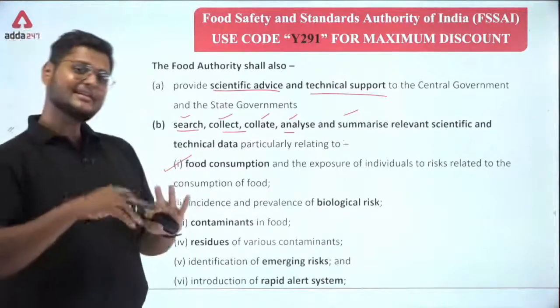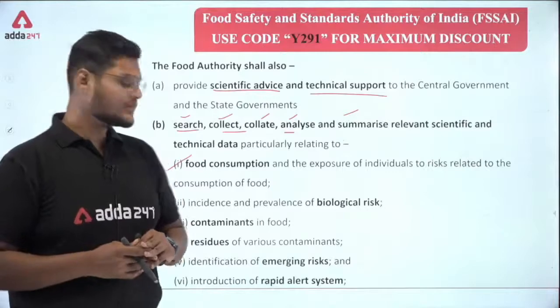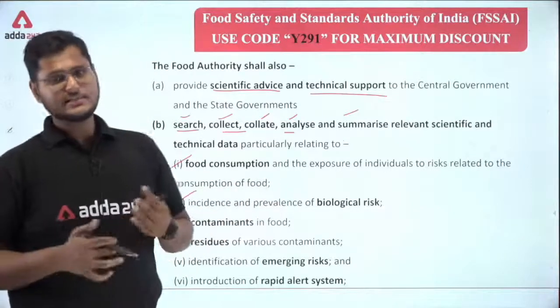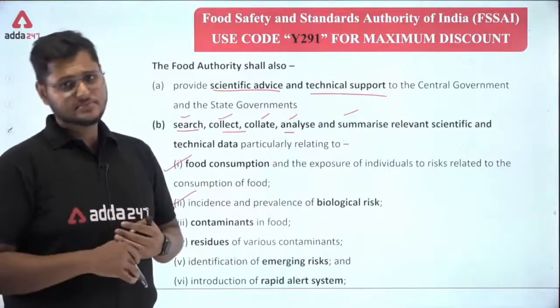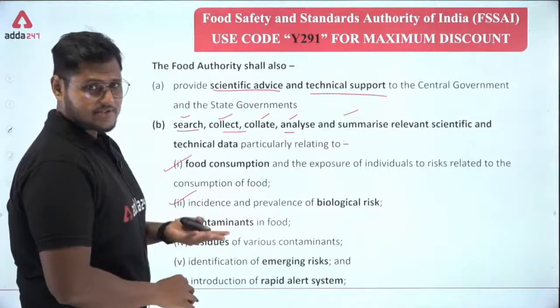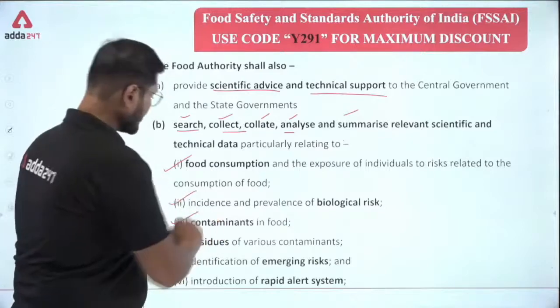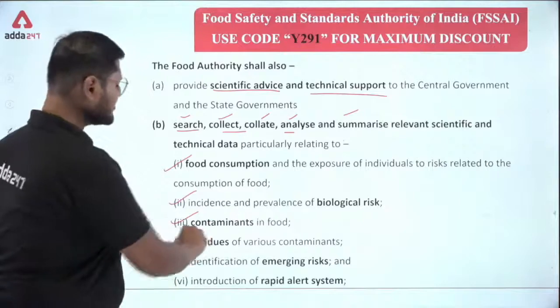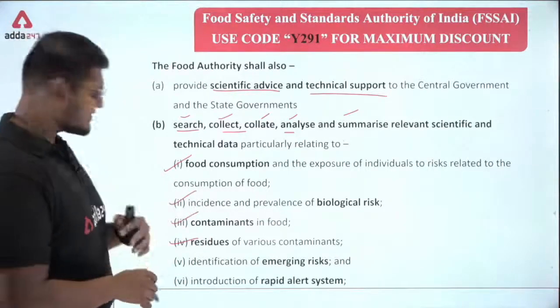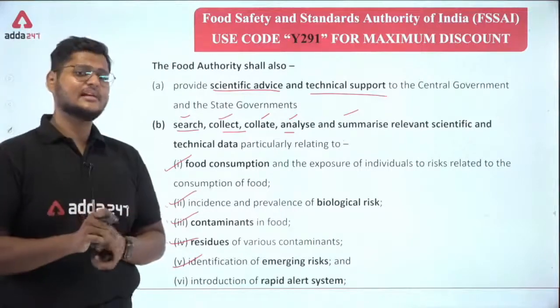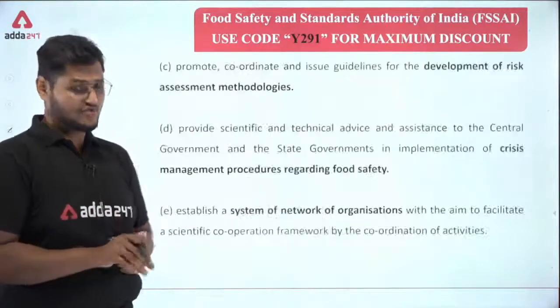Okay, and is there any risk associated with the consumption of the food? Second one is incidence and prevalence of biological risk, again related to food: microorganisms, bacteria, fungus and all. Then virus, as we are already facing one. Contaminants in food. Okay, residues of various contaminants, pesticide residues, identification of emerging risks. What are the risks that can arise from a particular sector of food?